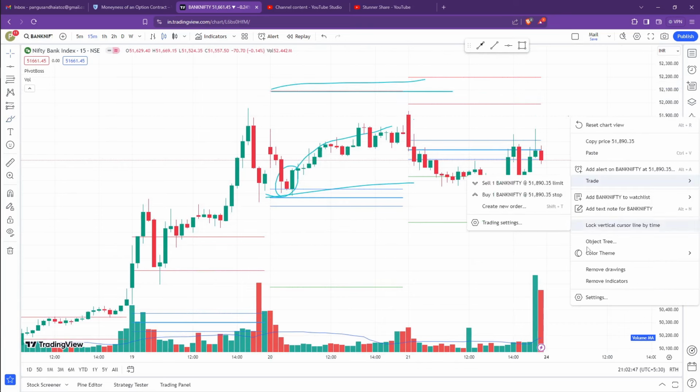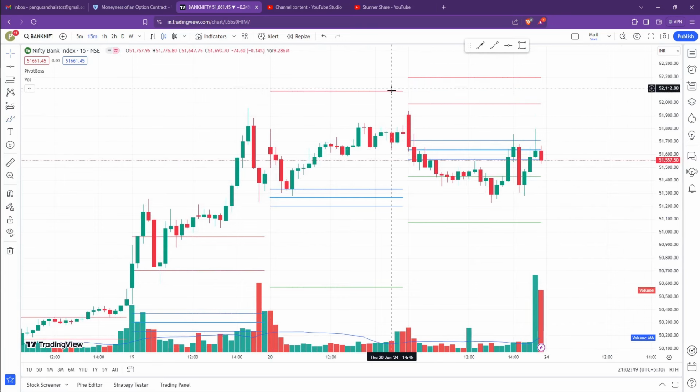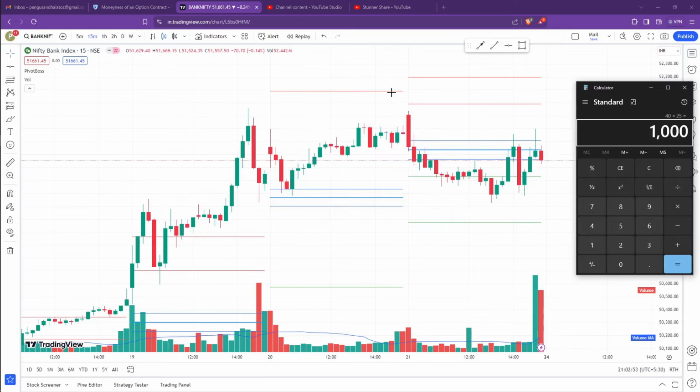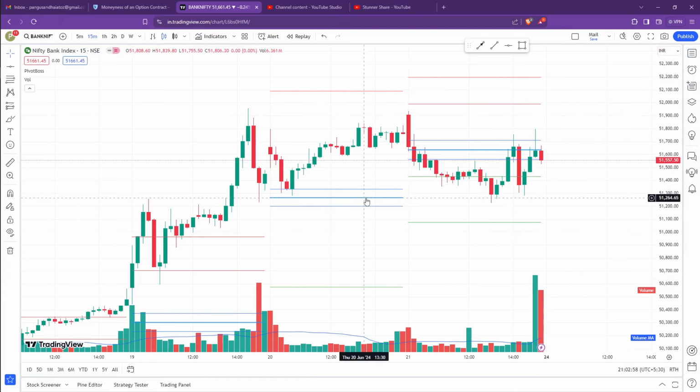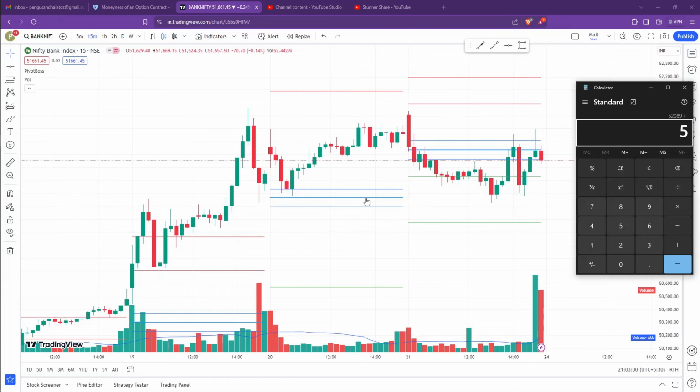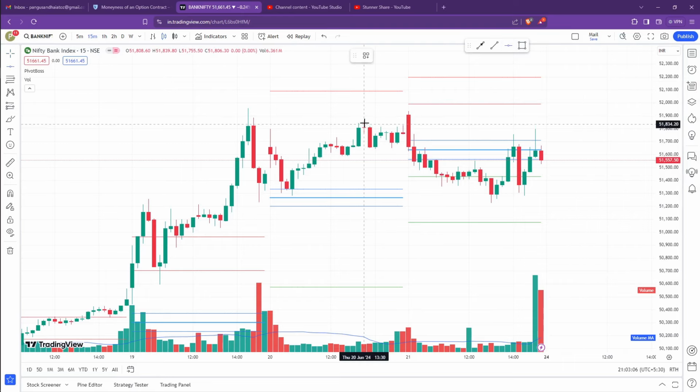Now, in this case, what do you need to do? The high of R1, or the R1 level, is at around 52,089. And where is the CPR lying? CPR is lying at 51,264 divided by 2. So 51,676, that is where you should expect 51,676.